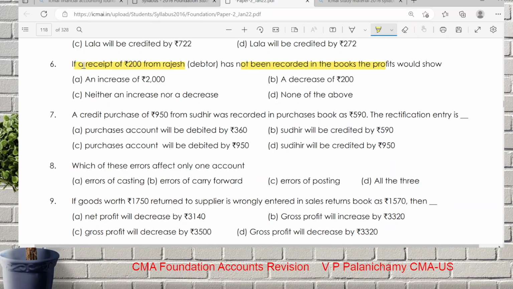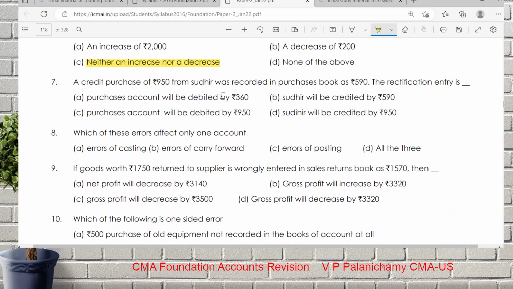Just cash receipt from Rajesh. Cash receipt from Rajesh. என்ன account? Cash account, real account. Rajesh account என்ன account? Personal account. So neither increase nor decrease, because there is no nominal account. Nominal account இருந்தா தான் profit affect ஆயிருக்கும்.